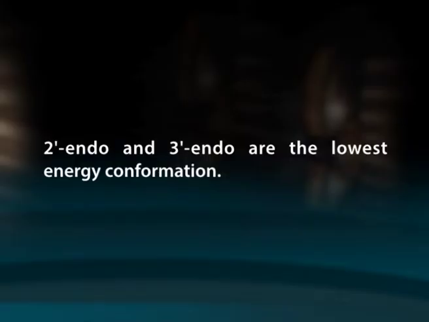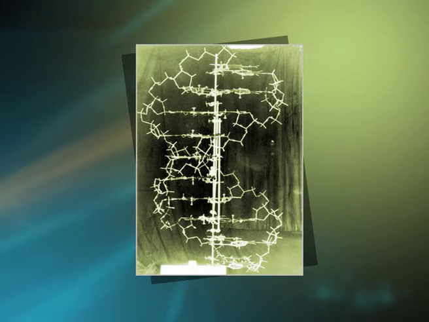2' endo and 3' endo show the lowest energy conformations. The Watson and Crick model of DNA adopts 2' endo, whereas RNA and the A form of DNA adopt the 3' endo twist. A nucleotide is created by making a glycosidic bond between the base and the sugar, and by making a phosphodiester bond between the sugar and the phosphoric acid.